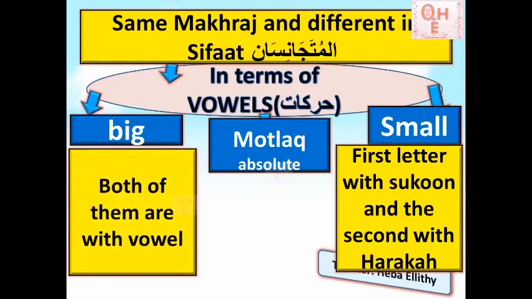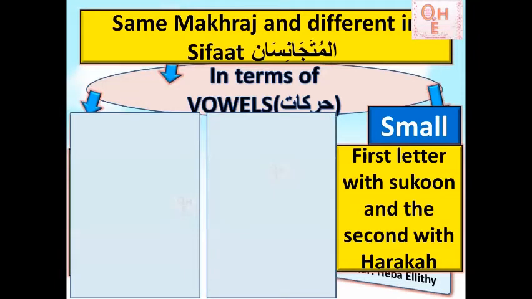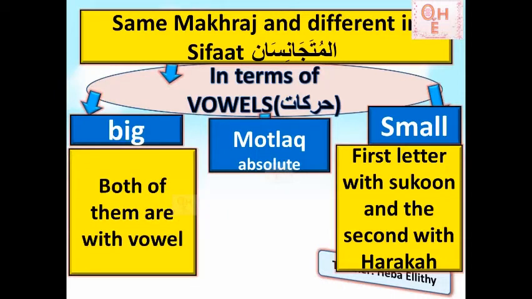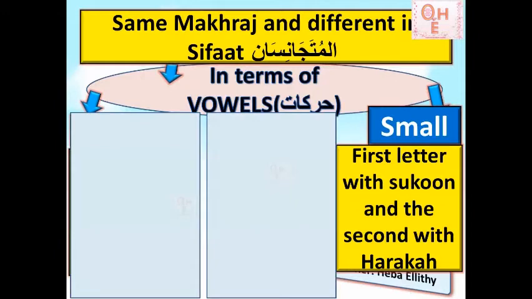Al-Kabir is where both of them are with haraka. That means mim with haraka and ba with haraka. Mutlaq or absolute means the first letter is with haraka, so mim with haraka, and the second letter with sukun, so ba is sakina. Our part today will be about the small, which is first letter with sukun and second with haraka. Usually the small part has more explanation than the other two kinds.